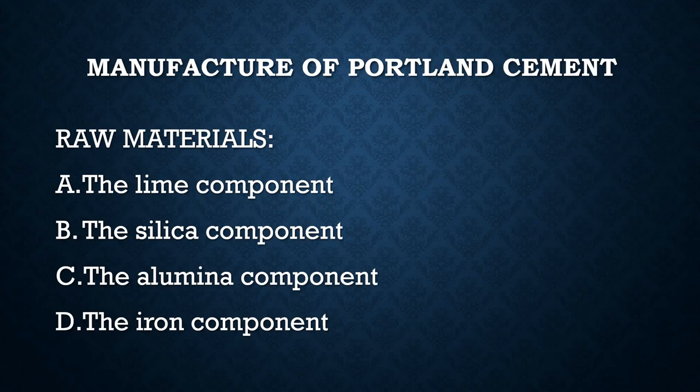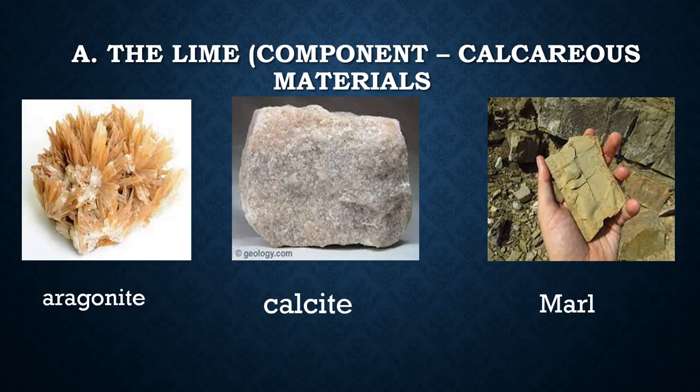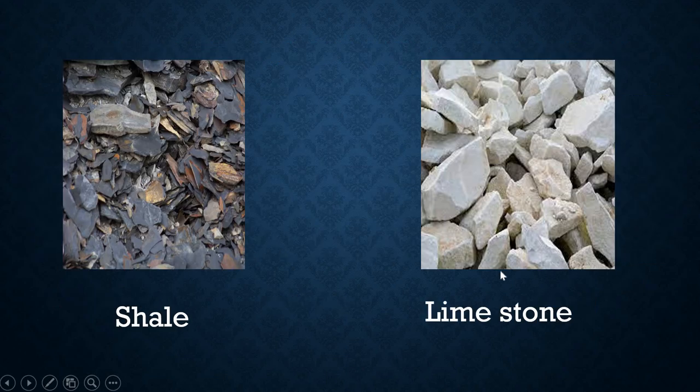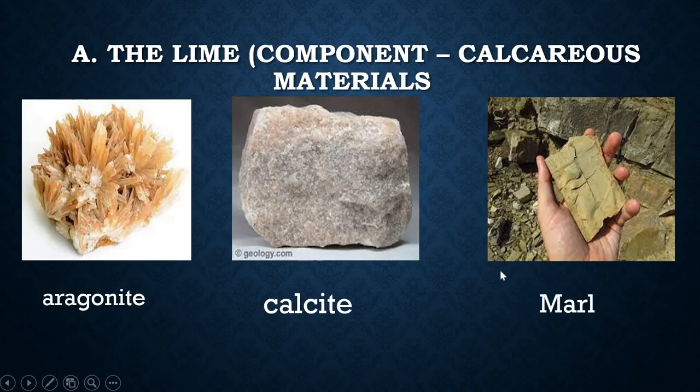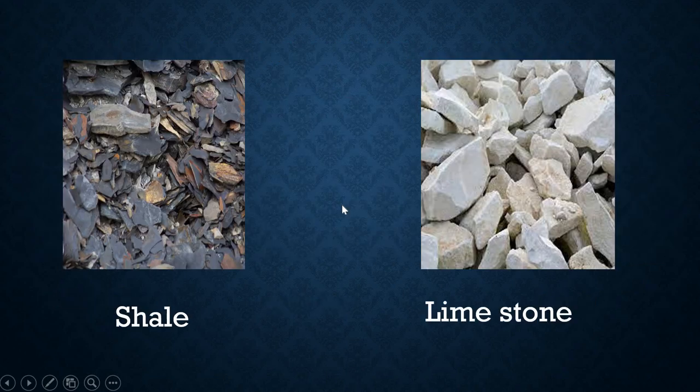Manufacture of Portland cement. The raw materials required for Portland cement are the lime component, the silica component, and the aluminium and iron components. The sources of the lime component are aragonite, calcite, marl, shale and limestone. All these are rich in calcium.